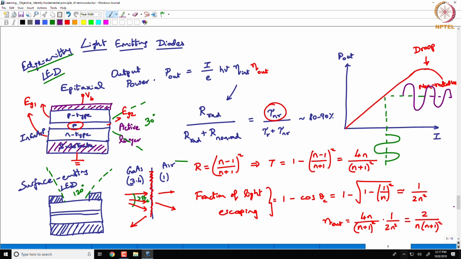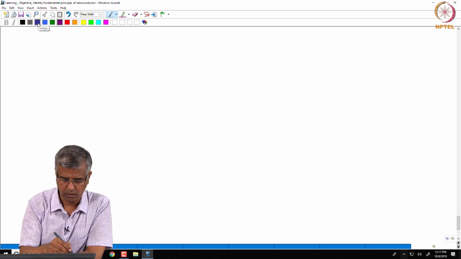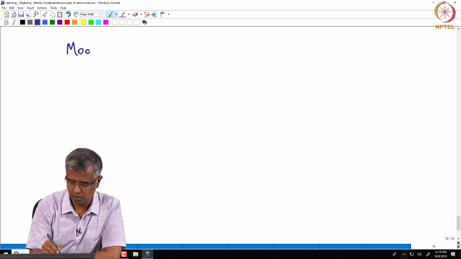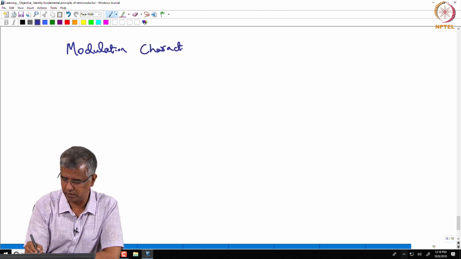So, what we want to understand now is, what is the maximum frequency I can support? You understand this, right? Now I am modulating the current, and I am getting a modulation of the light that's coming out of my LED. How fast can I modulate this? What is that limited by? Okay, that's what we want to figure out. So let's actually look into this in a little more detail. So we want to look at modulation characteristics of my LED.